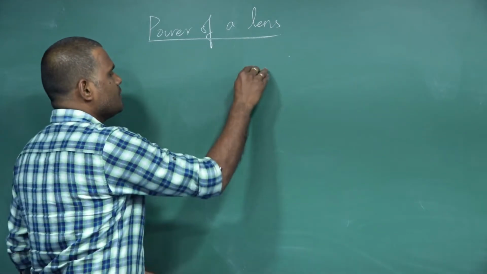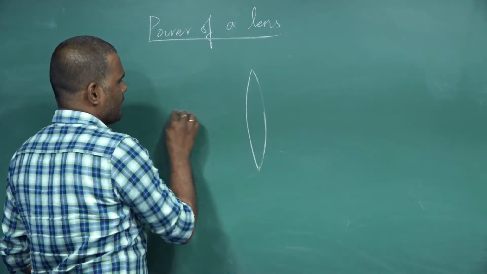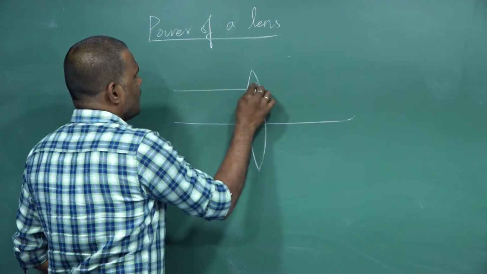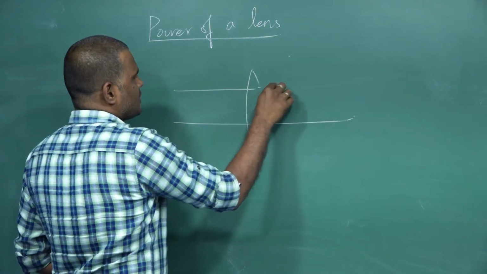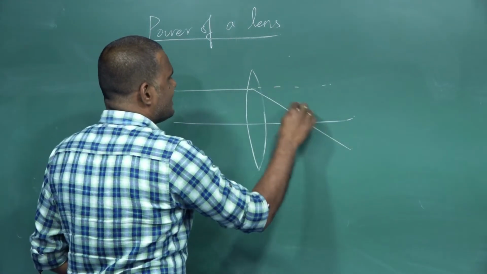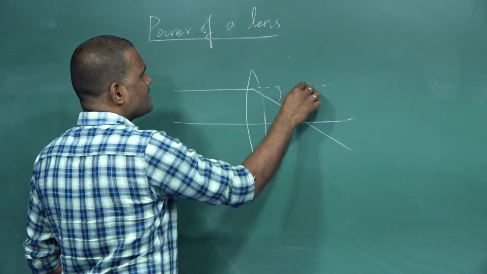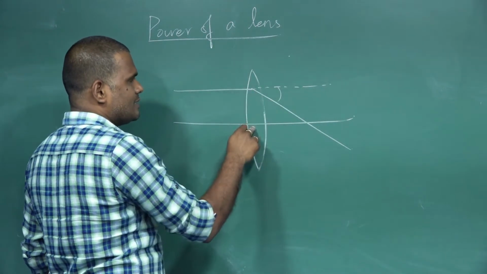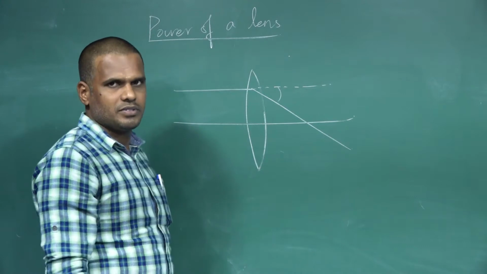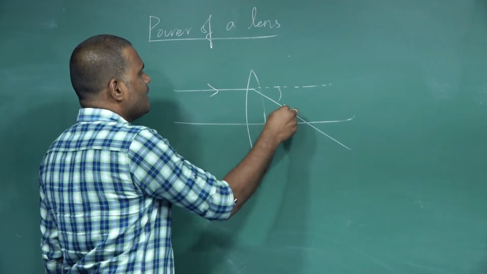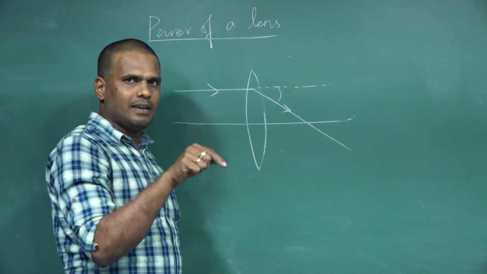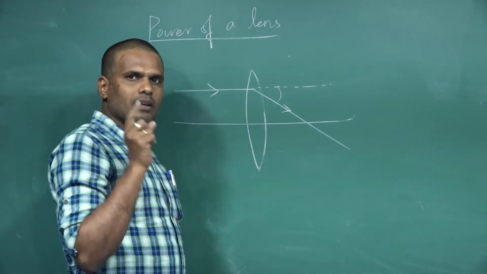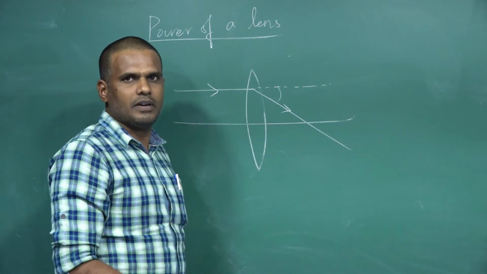When light radiation is made to pass through a lens, the degree of deviation of the light ray produced by the lens is called the power of the lens. The degree of deviation of the light ray passing through the lens is called the power of the lens.